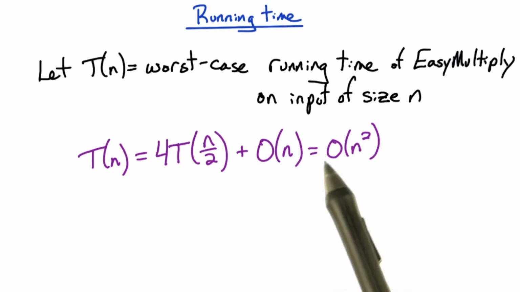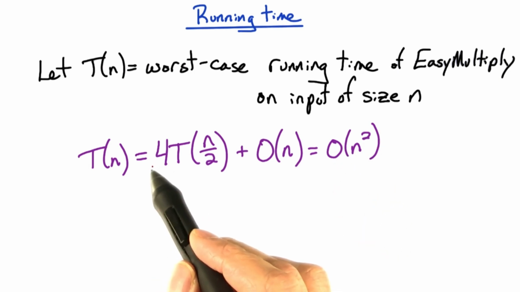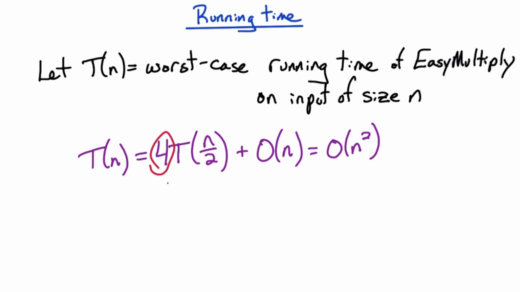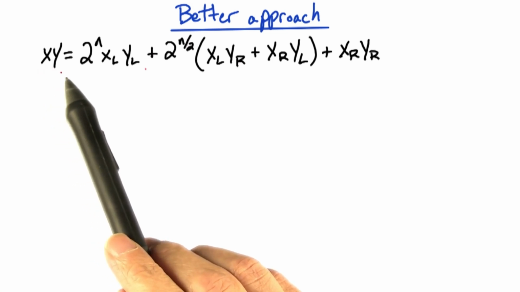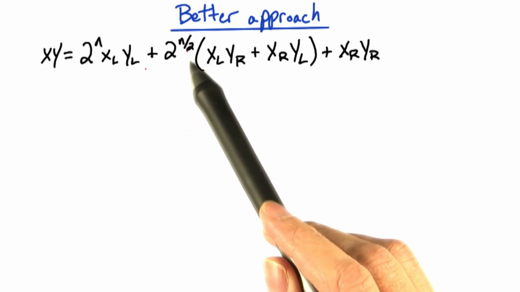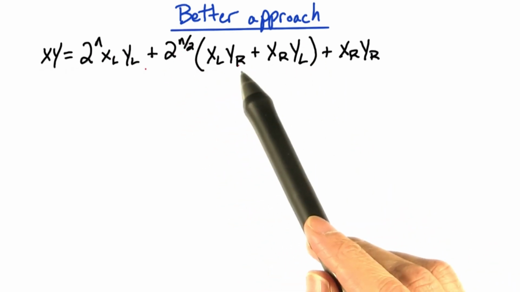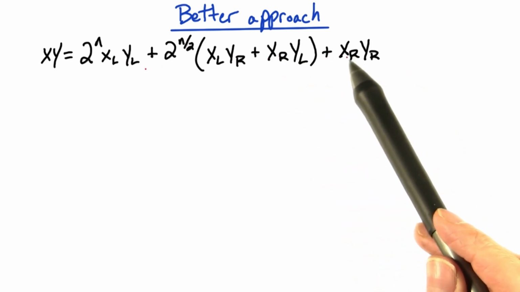So the running time of this divide and conquer algorithm is the same as the running time of the straightforward multiplication approach. Can we improve this? Can we do better? The key thing is, can we improve this 4 down to 3? Can we get away with just doing 3 subproblems? This is where we're going to utilize Gauss's idea that we talked about earlier. This is the key expression from before. x times y is equal to 2 to the n times xl times yl, plus 2 to the n over 2 times the quantity xl times yr plus xr times yl. Finally, we add in xr times yr.